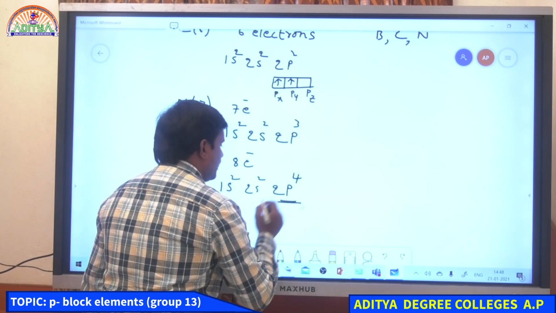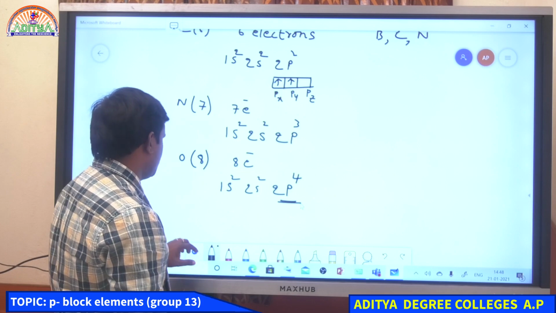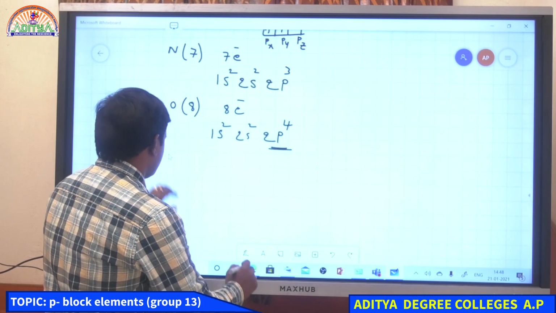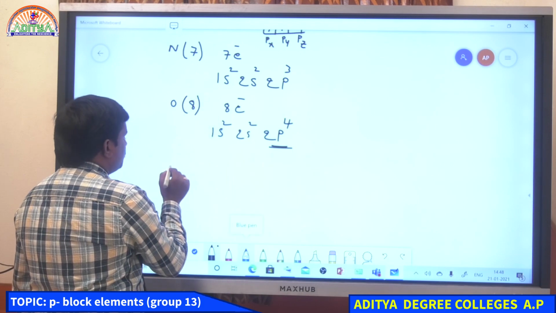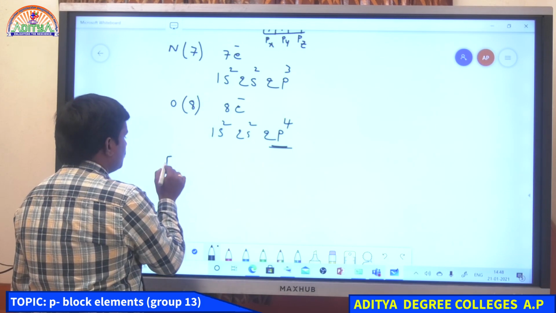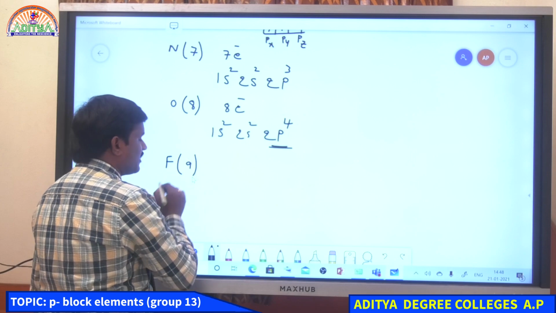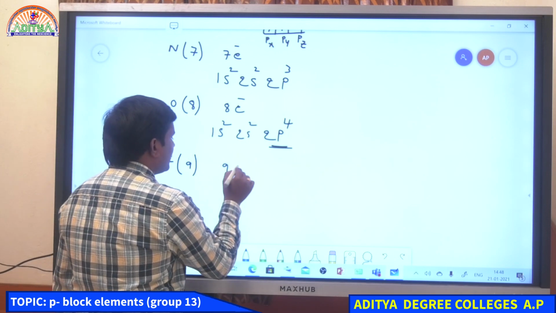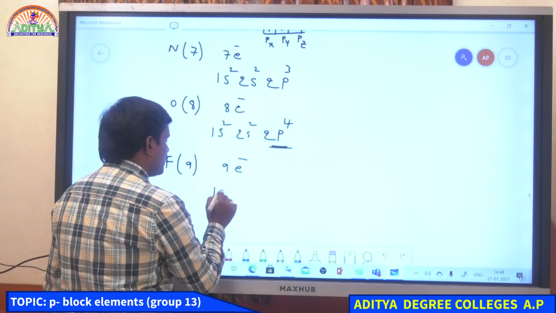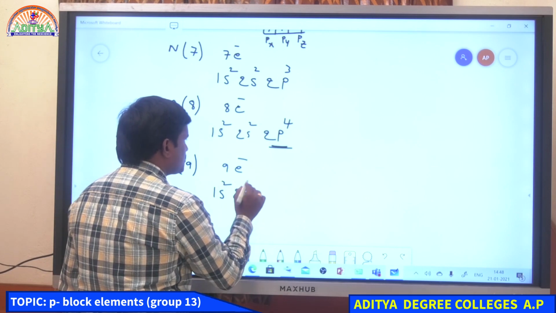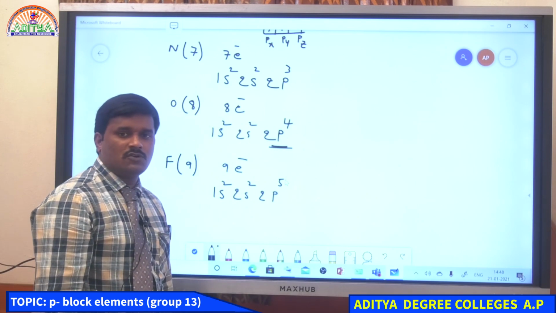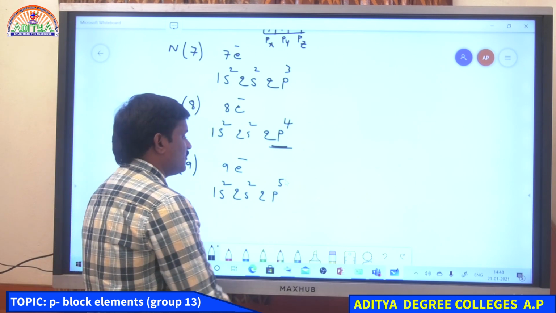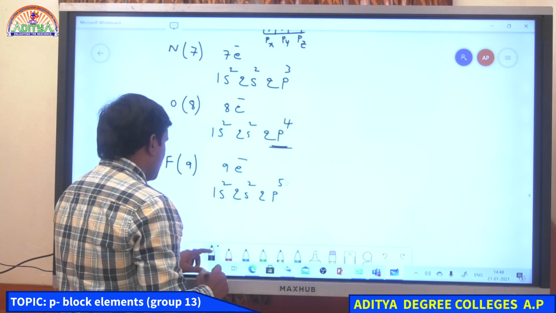It is also a p block element. Next example is halogens, that is carbon, nitrogen, oxygen, fluorine. Fluorine having atomic number 9 and hence having 9 electrons. Therefore, configuration is 1s2, 2s2, and it is 2p5. So last electron into p orbital. Therefore, fluorine is also p block element.